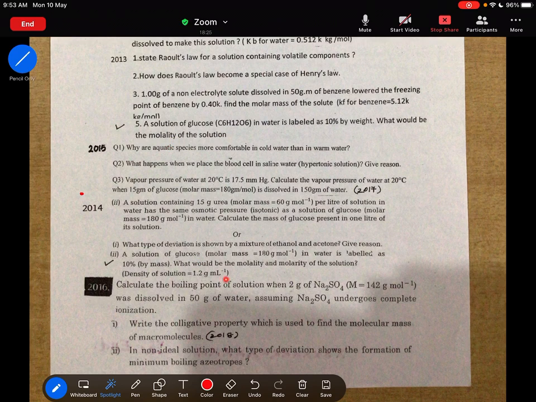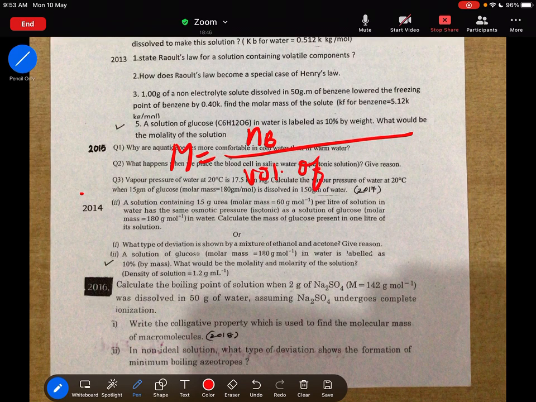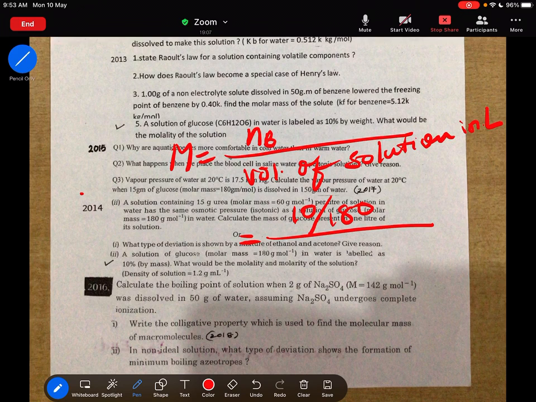Here only molality is asked, but here molarity is also asked. What is molarity? Molarity, capital M, is equal to number of moles of the solute upon volume of solution in liters. Now, here NB is for a 10% solution, which means 10 upon 180. Now, volume of solution: previously we wrote 90 upon 1000 because there we needed the mass of solvent in kg. Now 90 is the mass of the solvent, but we need here the volume of solution in liters.